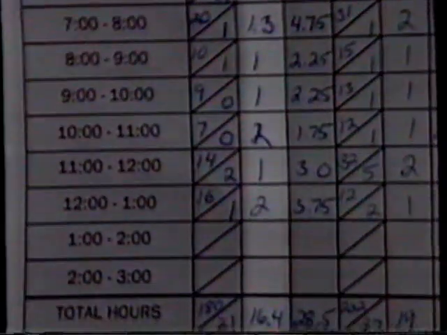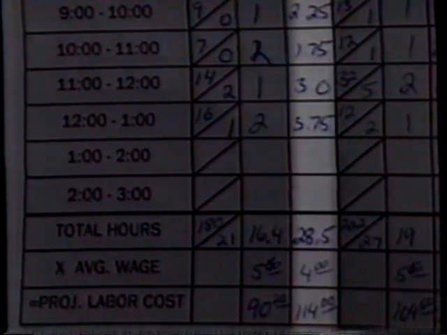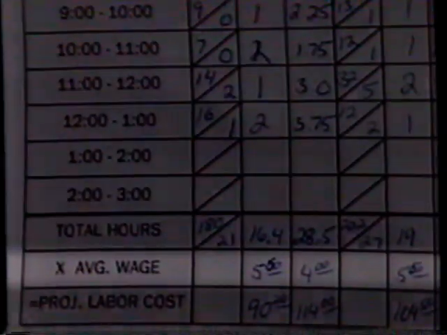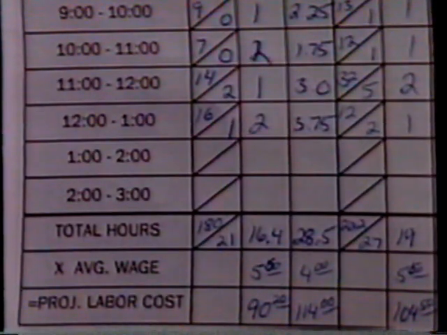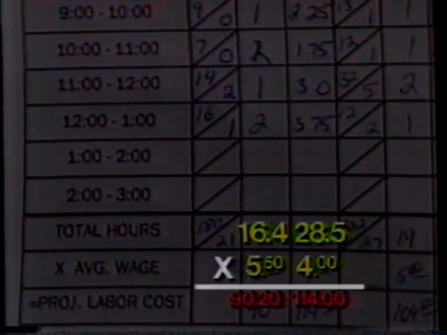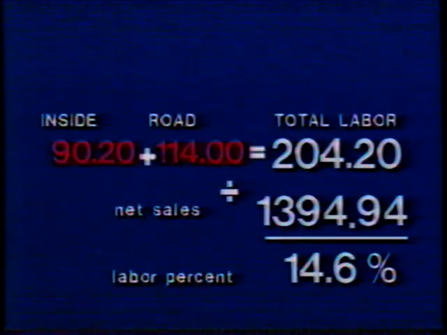Checking the labor cost projection of your projected schedule is a simple task. First, total the columns under man-hours needed inside and man-hours needed delivery. At the bottom of that column, insert the average hourly wage that you are paying people in each of these positions. Multiply those numbers to come up with your total inside and outside labor for the evening. Then simply divide this number, as you would when computing actual labor, by your projected net sales. This should give you a labor percentage that will fall within the guidelines of the recommended labor percentages for your store.